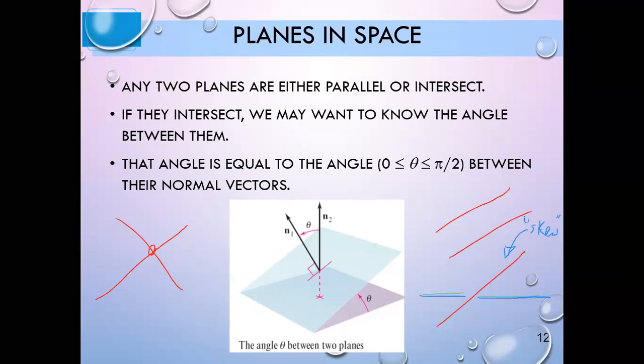But if I talk about planes, there's still only two things that can happen. Planes either are parallel, yeah, or they intersect. And actually, they intersect not just in a point now. What do they actually intersect in? When two planes intersect, they intersect in a line now, right? Okay. And I might be interested in the angle between these two planes.